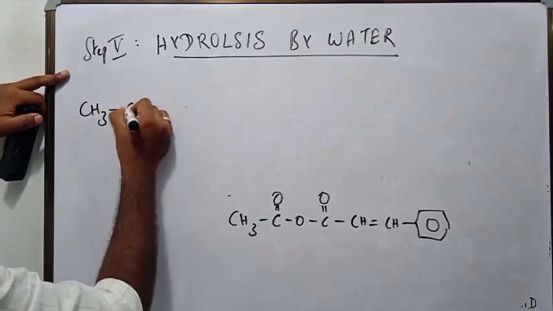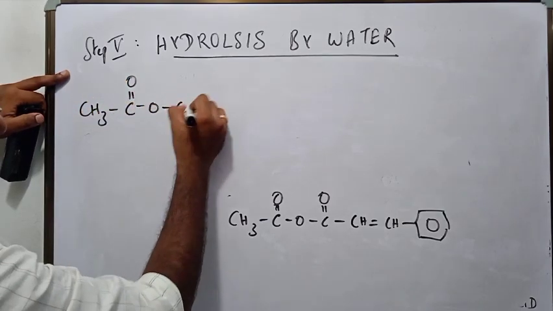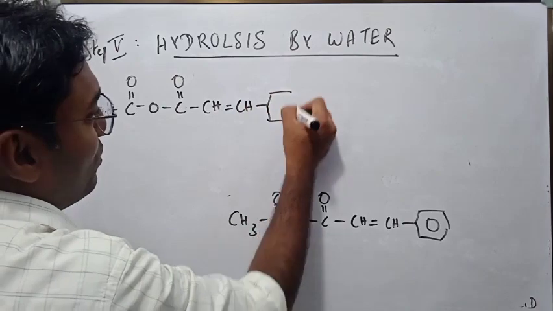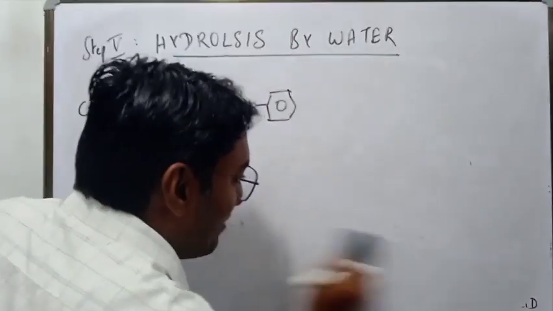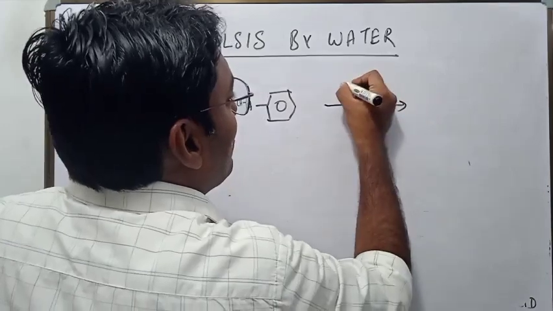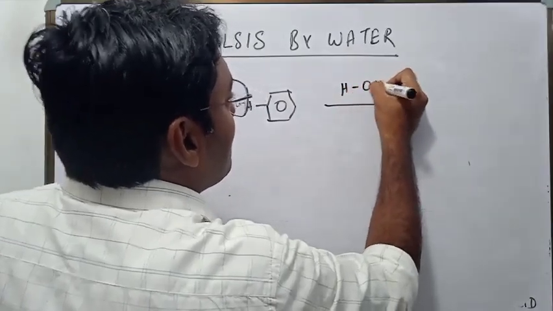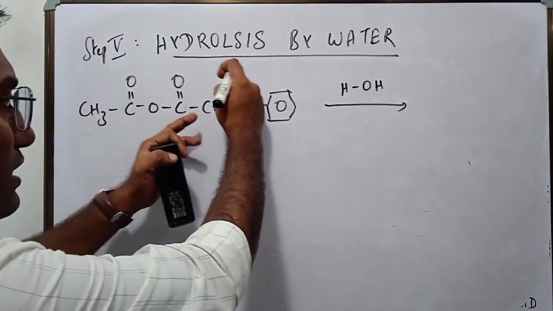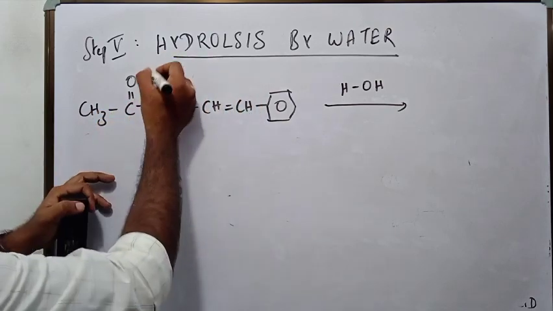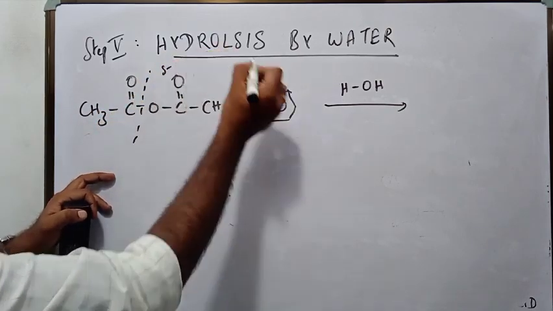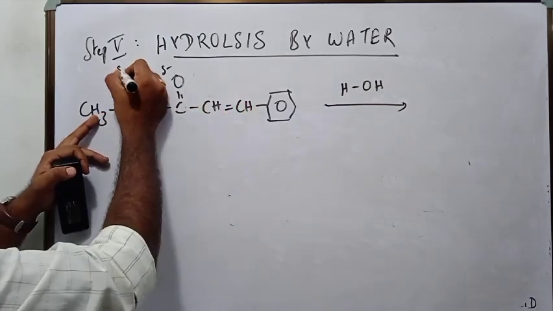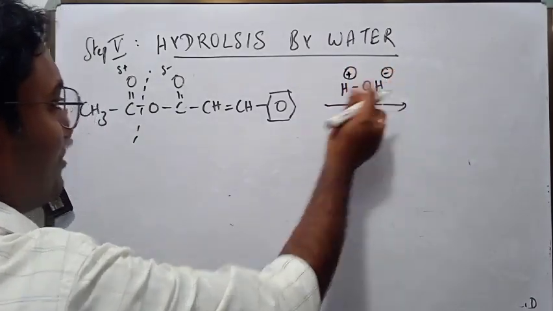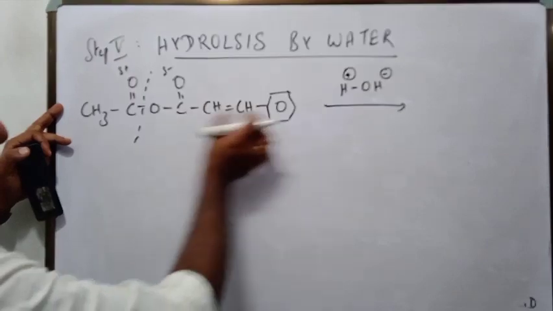CH3, C double bond O, O, C double bond O, CH double bond CH, and here you have a benzene ring. Now it is hydrolyzed by water, HOH. Now there are two oxygen atoms here. They will try to pull the electrons towards themselves, correct? So this side will become negative. This part of the molecule is negative and this part of the molecule is positive. So here also there is positive and negative. The positive part will attach here and the negative part will attach here.